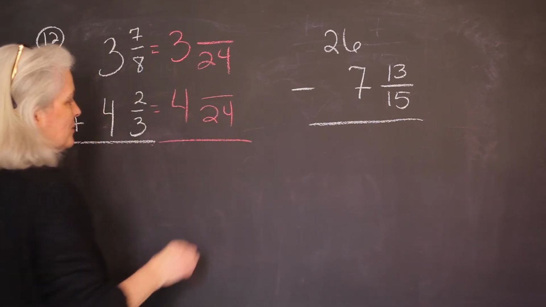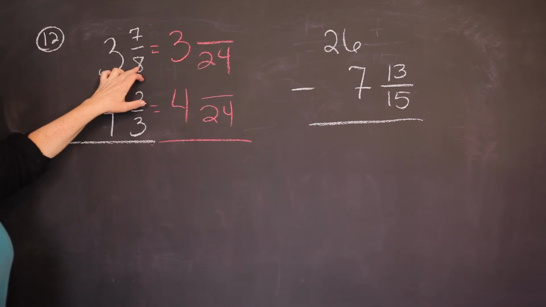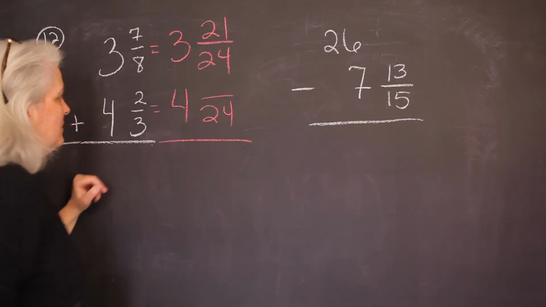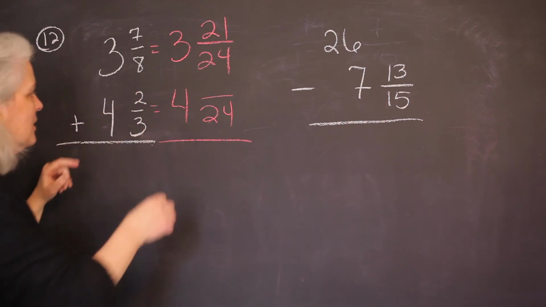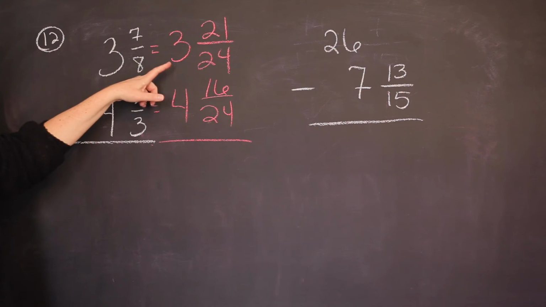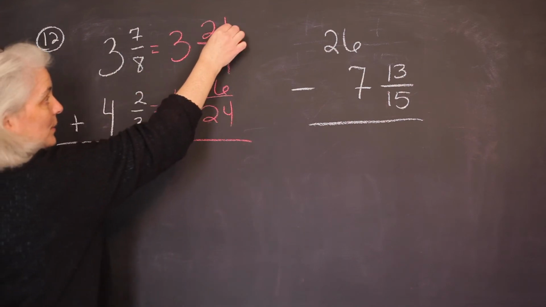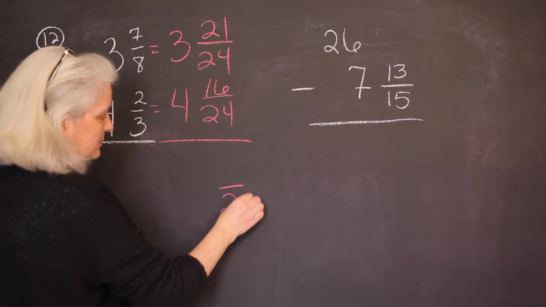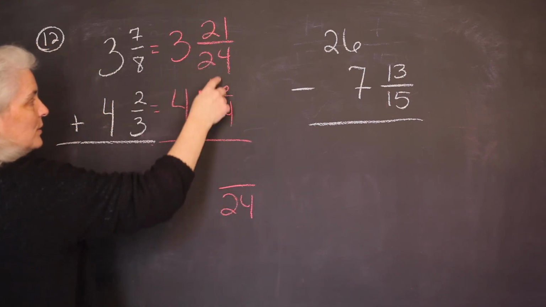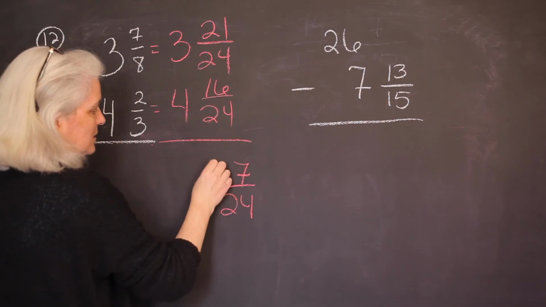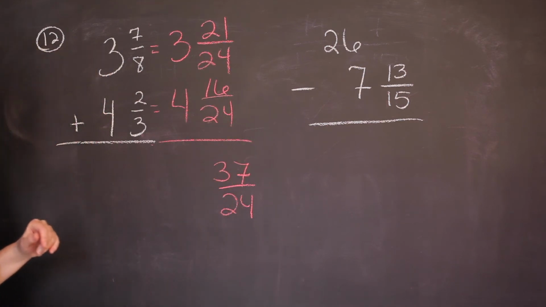So I have 24ths. 8 times 3 is 24, 7 times 3 is 21. 3 times 8 is 24, 2 times 8 is 16. Now I just add. So I add my numerators, right? The denominator is going to stay 24. 21 plus 16, 1 and 6 is 7, 20 and 10 is 30, so I have 37 24ths.